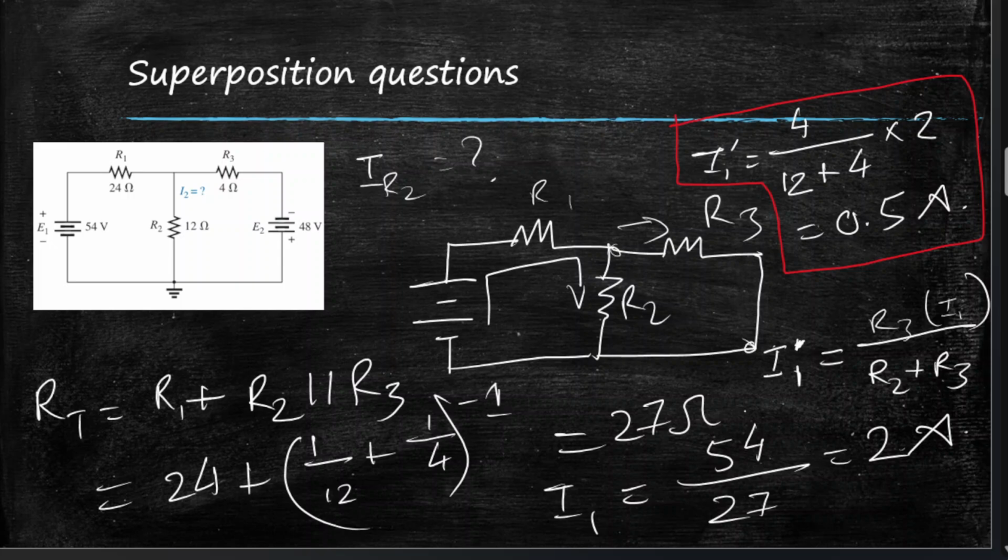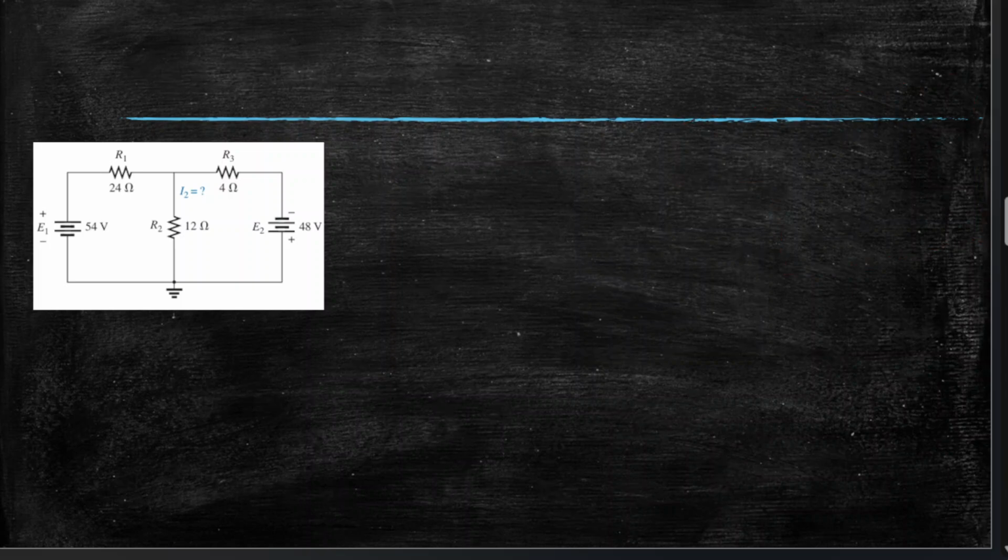Now we have to find the current flowing through R2 due to E2. Again, let's redraw for ease of explanation. Now we'll replace E1 with a short circuit, and then the resistors as they were.